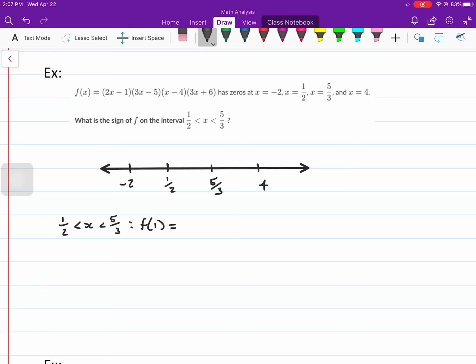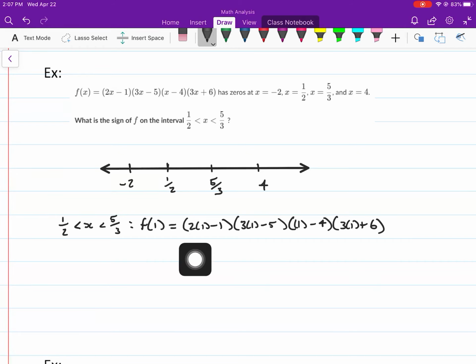f of 1 equals 2 times 1 minus 1 times 3 times 1 minus 5 times 1 minus 4 times 3 times 1 plus 6. Honestly, what we're interested in is just the sign that we get out of this. So in future videos, I'm not even going to be inputting it like this. I'm just curious about the sign. So if you think about it, 2 minus 1 is positive. 3 minus 5 is negative. 1 minus 4 is negative. And 3 plus 6 is positive. So I'm just looking at the signs I get out of these.